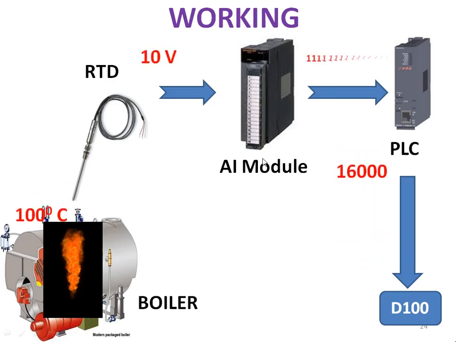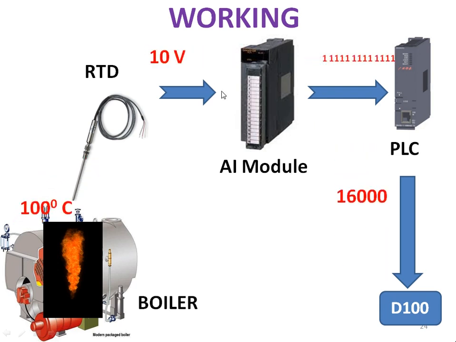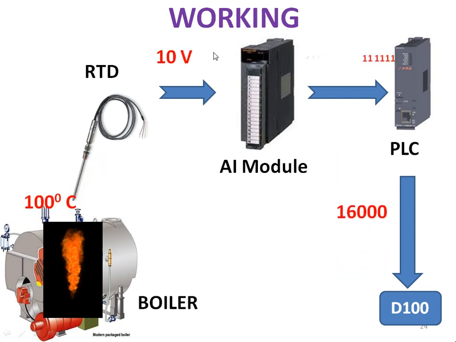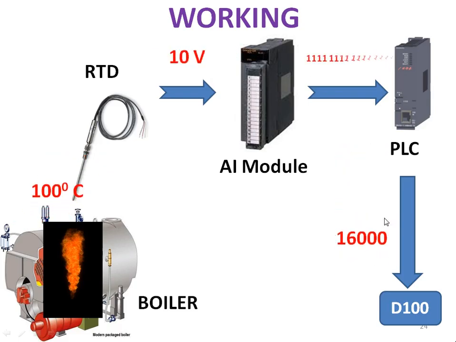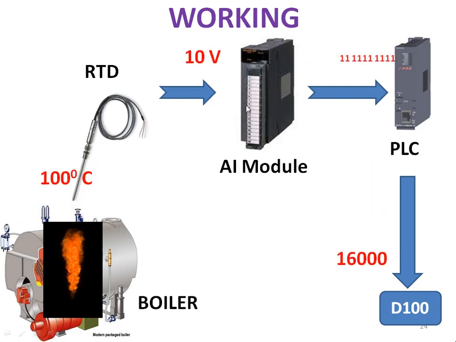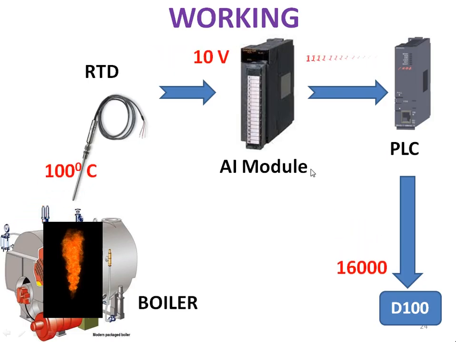Here we have to note this point. Your analog input module accepts the voltage and converts the voltage into a number. Finally we are getting a number like 16,000 or 8,000. So the analog input module is nothing but a device that converts voltage into a number. Here it is a voltage, or it may be a current signal.